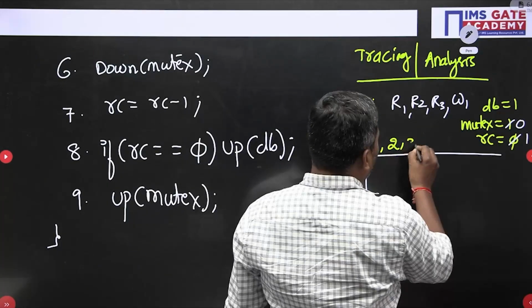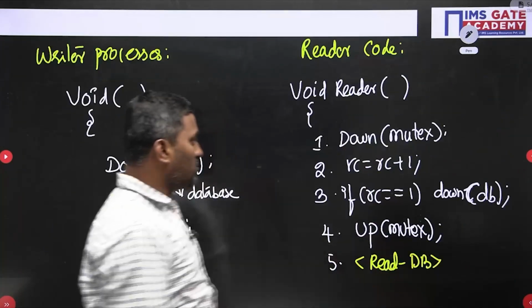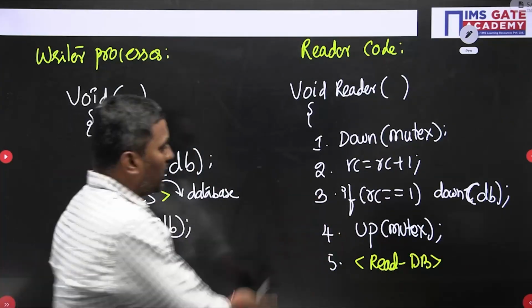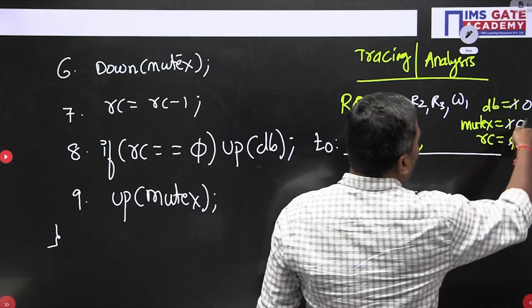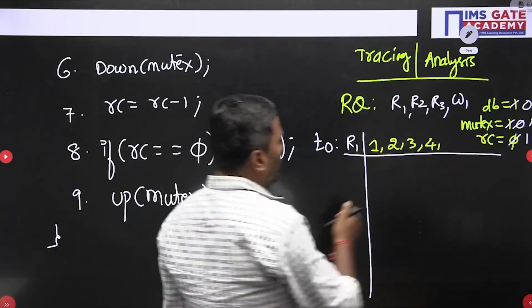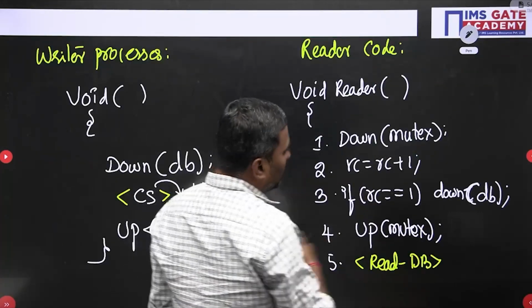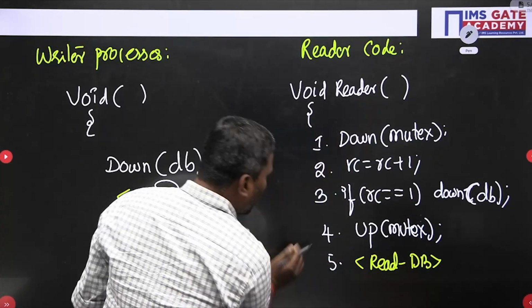The third statement is what? Down on DB means this becomes 0, correct. Now up mutex, the mutex became 1, that is the fourth statement. Then the fifth statement, what? Reading the database only, right? So reading the database, okay.